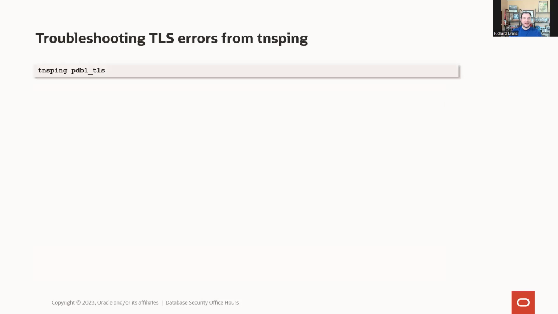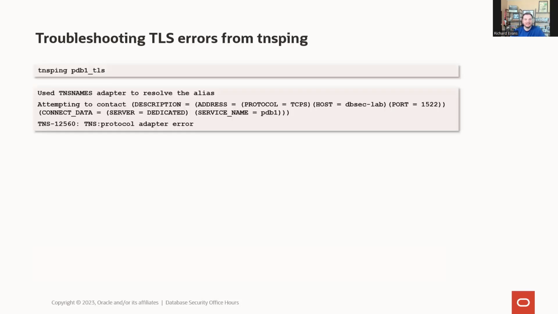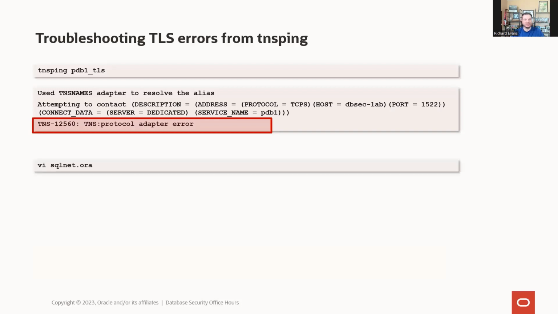TNS ping, you might get an error with TNS ping. So if I did a TNS ping on this PDB1 TLS, I might get back this error that says protocol adapter error. Generic error doesn't really help us understand what's going on there. It also doesn't give away any information either. So it's kind of a double-edged sword there.